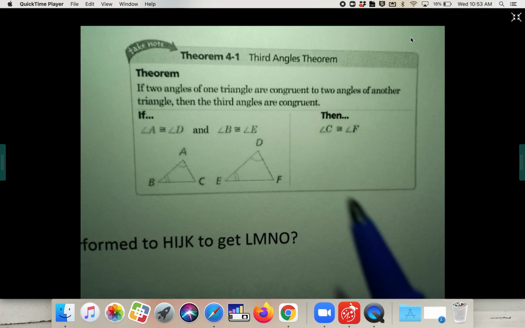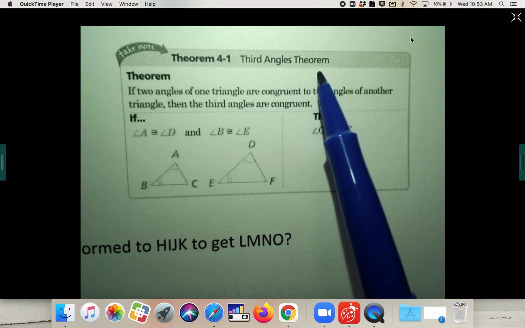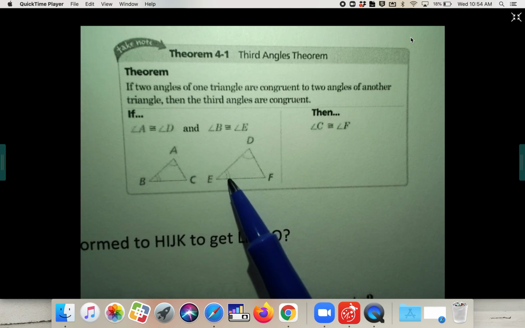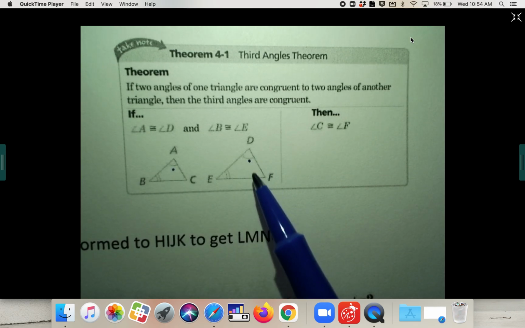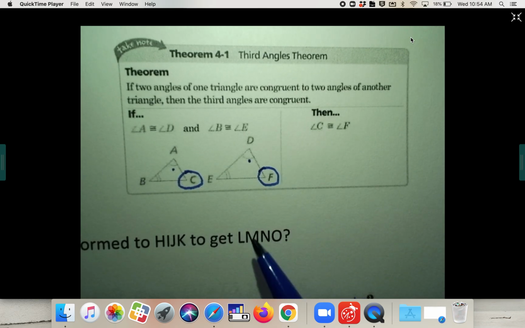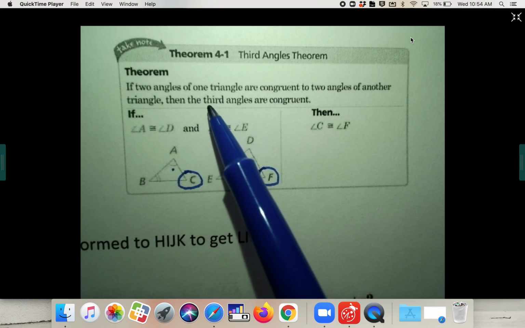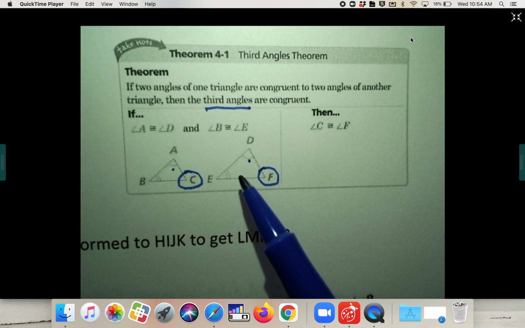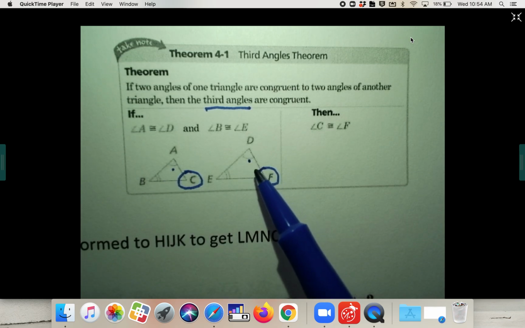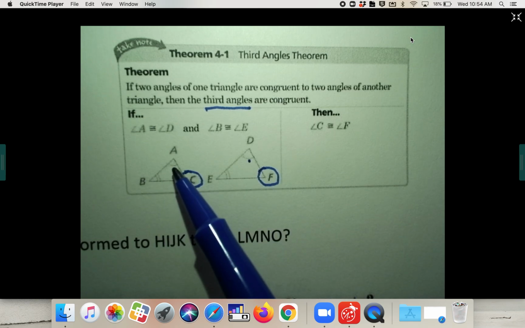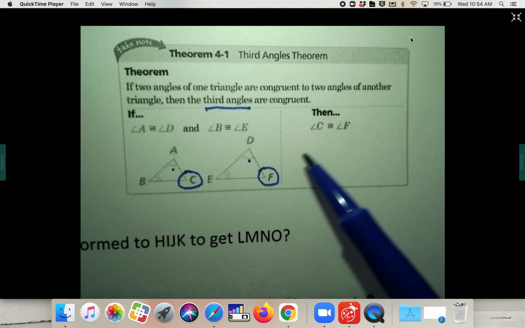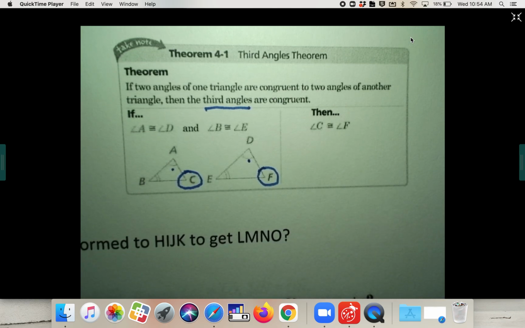The other theorem you need to know is the third angles theorem. So basically that means something that we've already known. If B is congruent to E, and if A is congruent to D, then automatically we know that angle C is also congruent to angle F because it is called the third angles theorem. Third angles have to be congruent because we know in triangles all three angles add up to 180 degrees. So if these two are congruent and these two are congruent, then by the third angles theorem, C has to also be congruent to F.